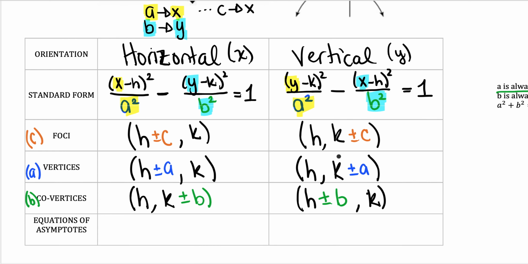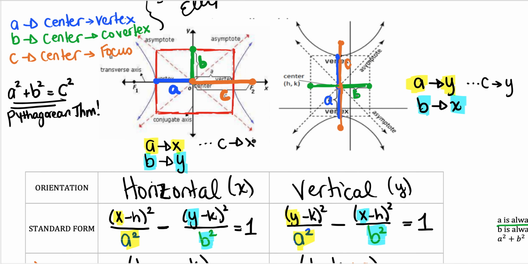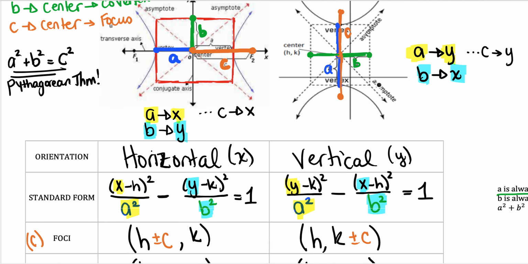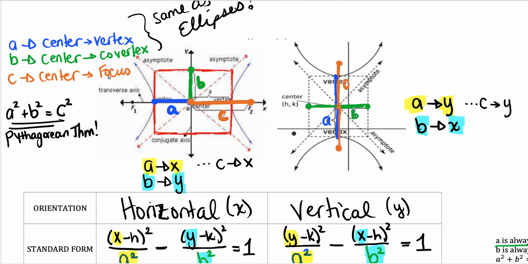So sometimes it's easy to graph it, sometimes it's easy to just do the math. And then equations of the asymptotes. Notice the asymptotes are lines, right? And so it's going to follow y equals mx plus b. We don't know what mx plus b is, but we can figure out what m is, because of the way that this box works.